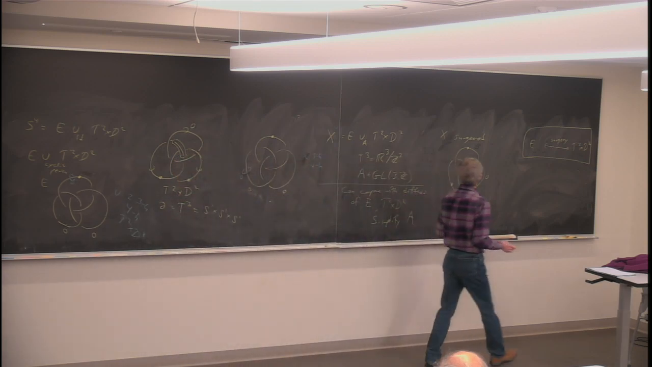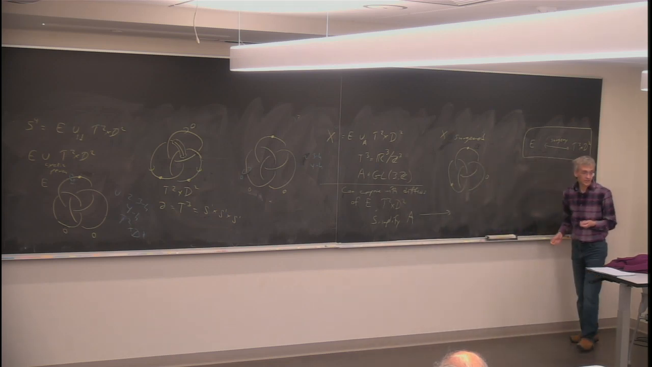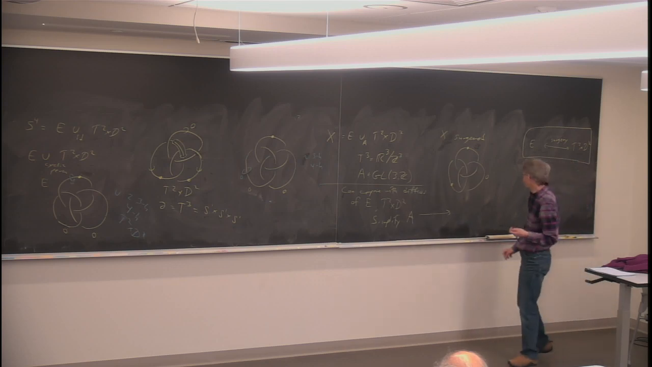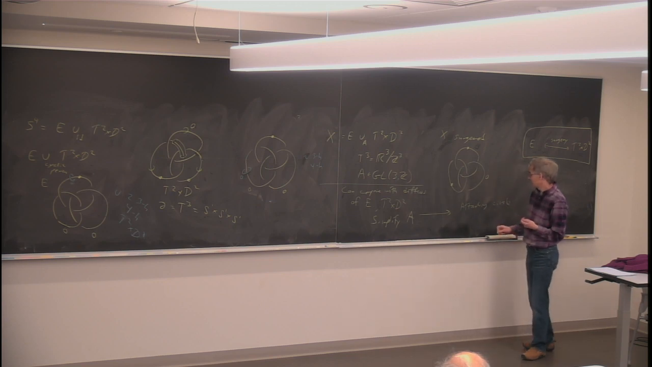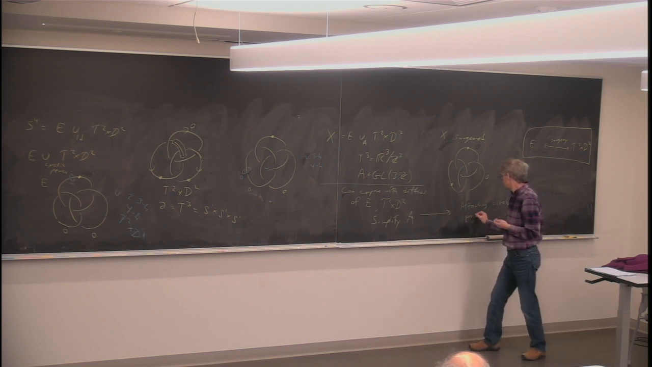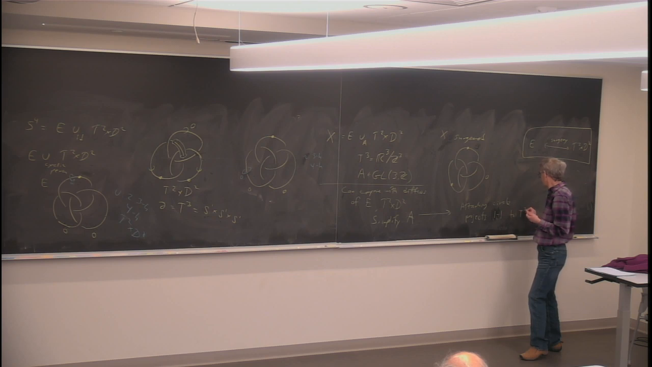All right. Well now, remember we've simplified our A so it has a special form that I'm going to write down carefully. But it turns out that this simplified A has the property that the attaching circle of the two handles projects one to one to the torus.